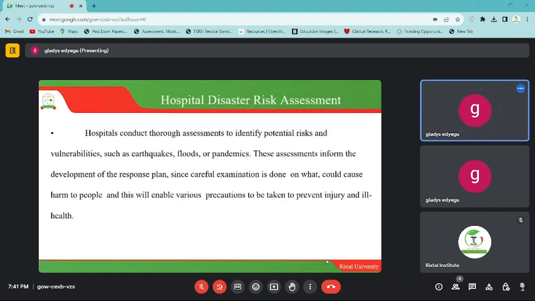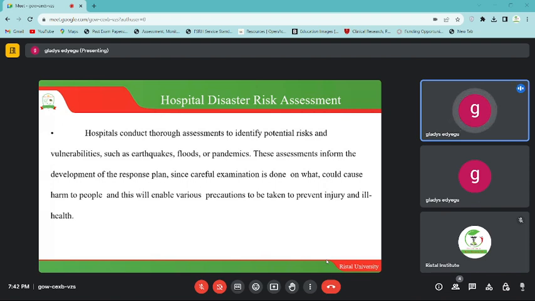So we want to look at hospital disaster risk assessment. We need to assess the risks in our hospitals. And when we assess risks, we are able to identify them and we are able to actually address them maybe before they even occur, or plan for how to handle them in case they occur. So hospitals conduct thorough assessments to identify potential risks and vulnerabilities. For example, they talk about earthquakes, the floods, or the pandemics. And pandemics can be outbreak of diseases in different ways.